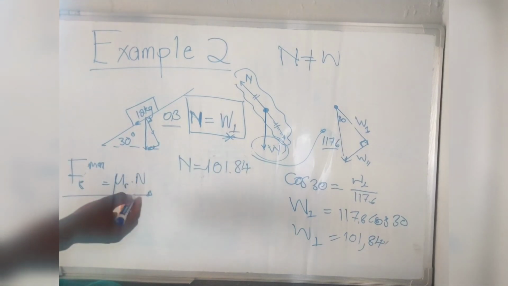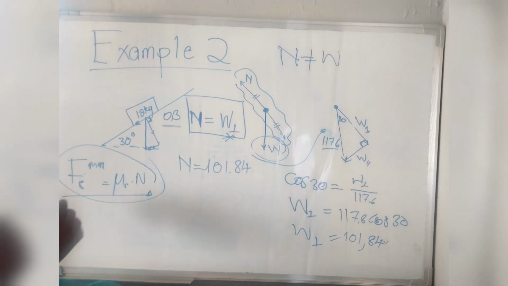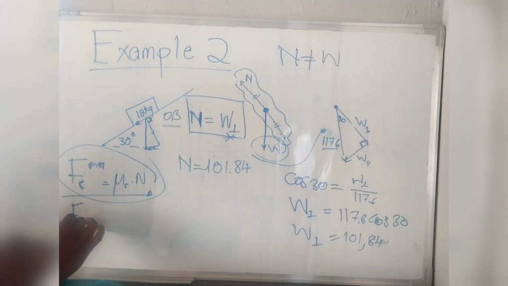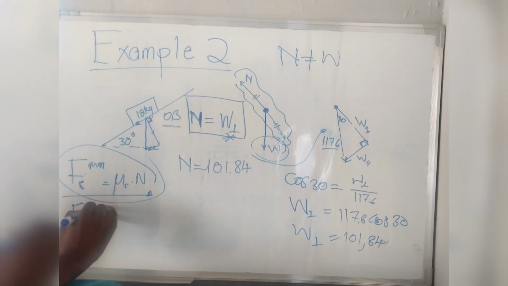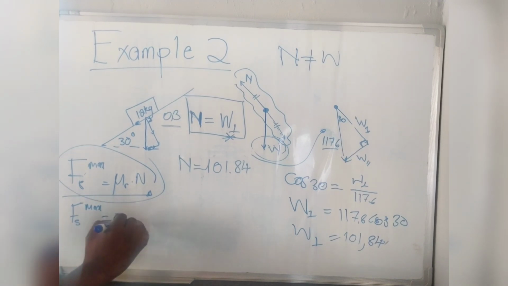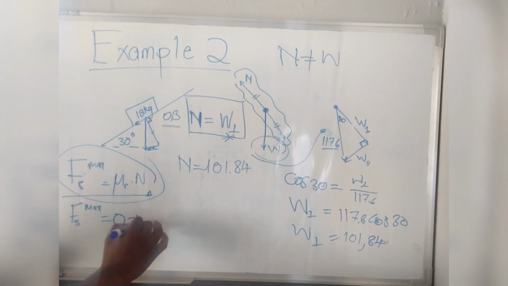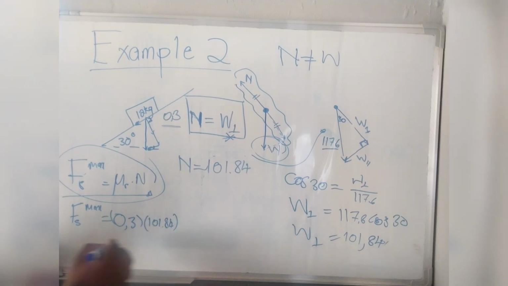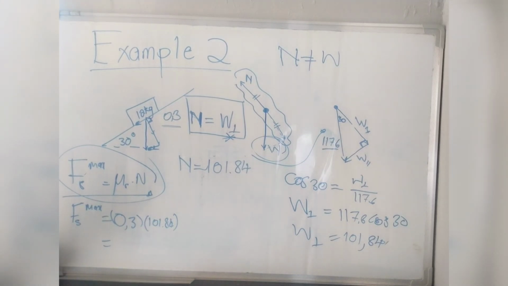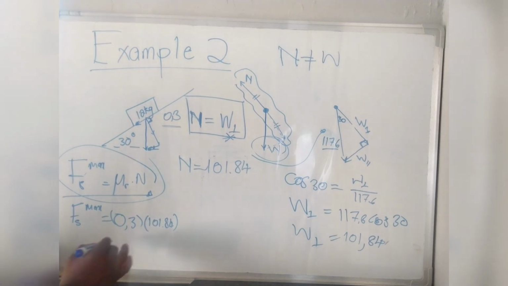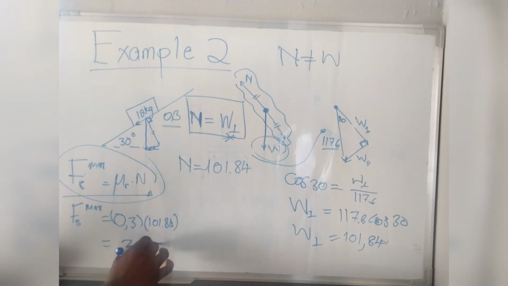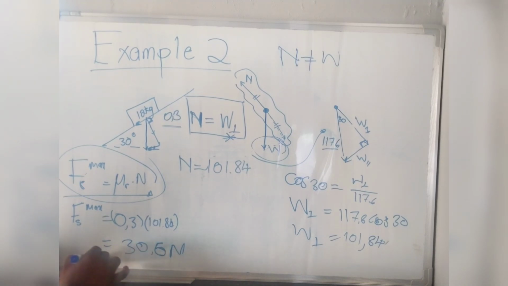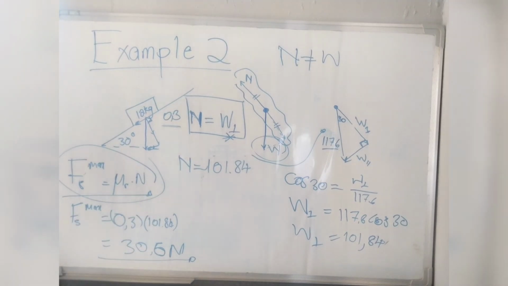And once we have this, we can substitute it here. So we're going to say Fs max is equal to 0.3 times 101.84. And how much is the final answer? We get our answer as 30.5, actually 30.6 newtons. And that's our final answer.